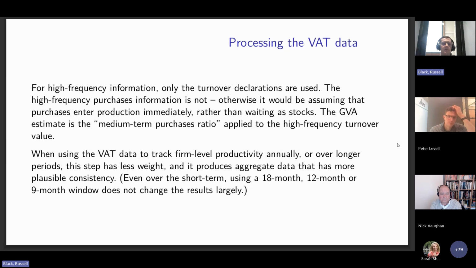So the GVA estimates from the VAT data will be the short-term turnover multiplied by the medium-term purchases ratio. So the firm level productivity will only change as long as the medium-term purchases ratio bandwidth is. Bandwidth doesn't actually make much difference if you vary it. Everything from here on will be using the 18-month, but that's what's happening.